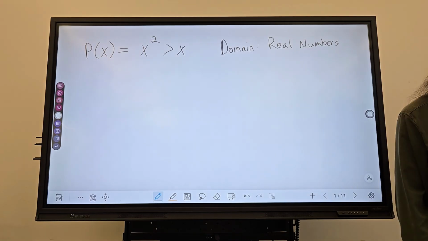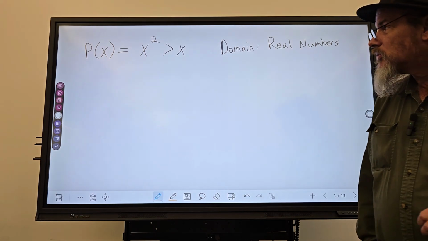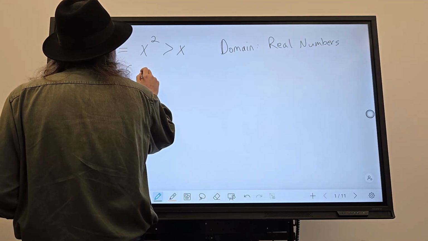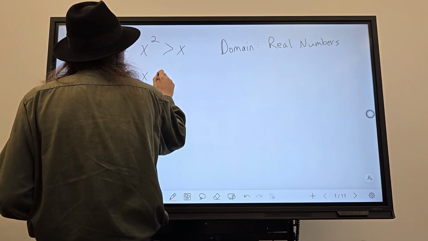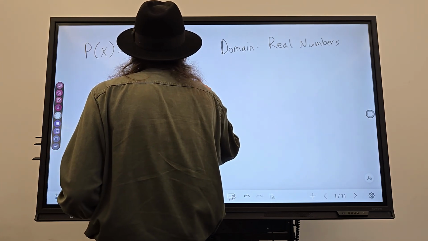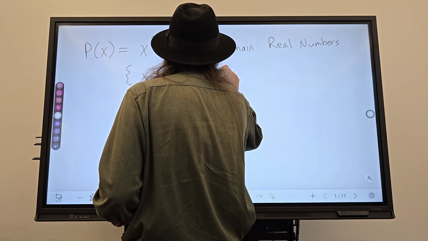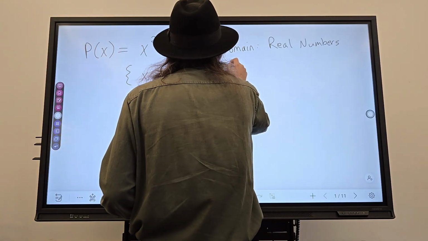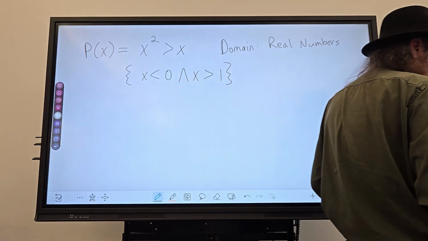So yeah, that's how you do it. So the truth set would be x less than 0 and x greater than 1.